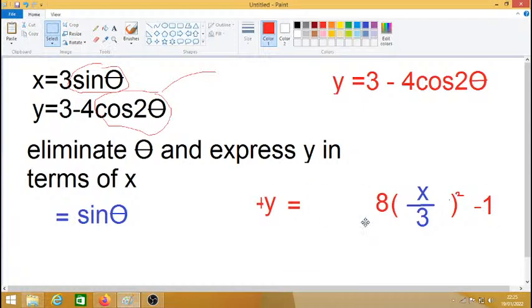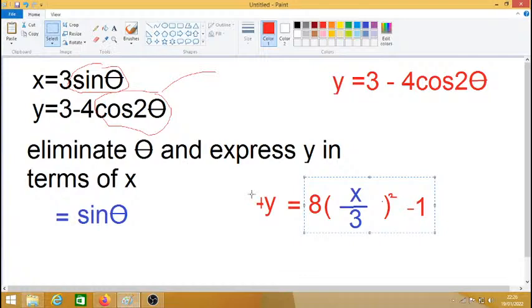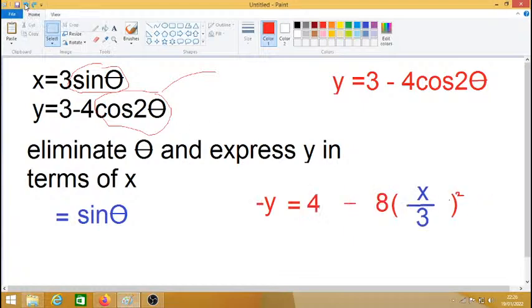And I can get rid of that and get rid of this. And that's your final answer. You can expand this out if you wanted to, but there's no need. You can leave it like that. That's fine as well.